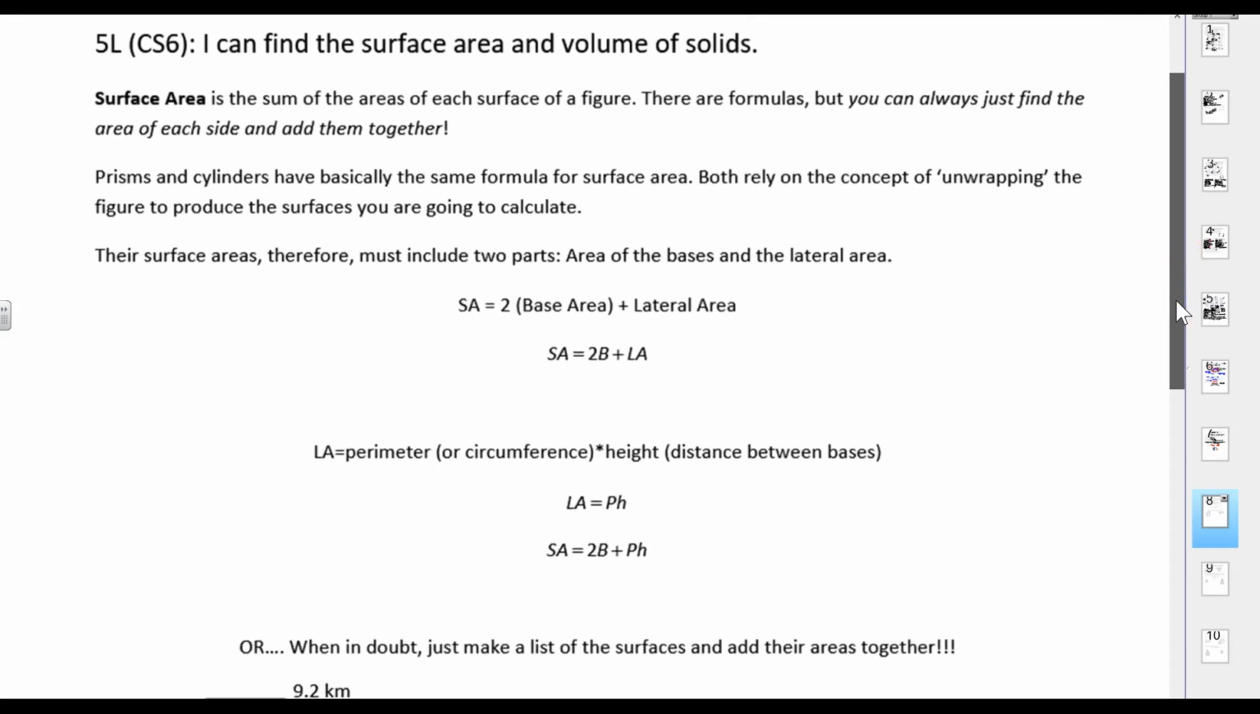I can find the surface area and volume of solids. All right, guys, this should be review for middle school, but we're going to go through it together so you guys feel okay with it. This was on your summer packet, but again, we're just going to walk through it together.